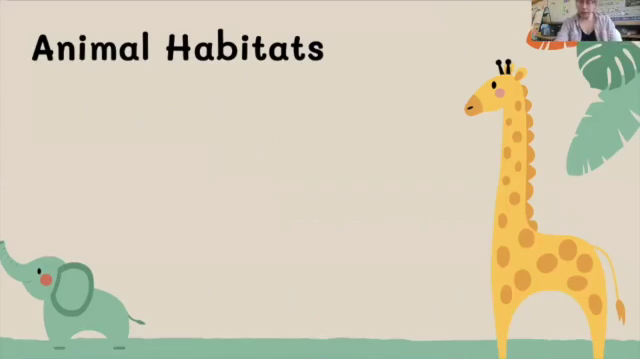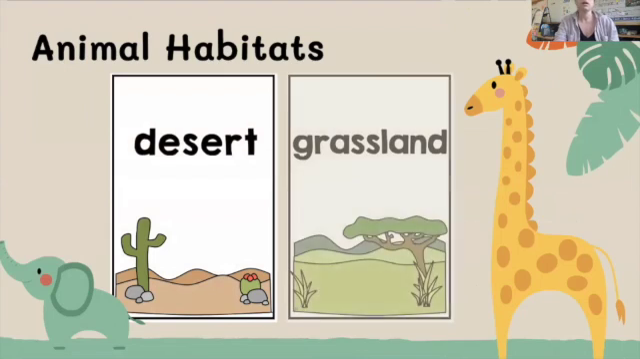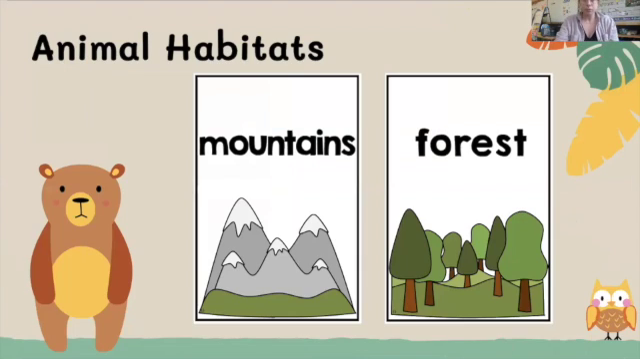What I want to do now is I want to kind of expose you to some different animal habitats that might make sense. You might have heard them before, or they might be totally new places for you. Some animals live in the desert. Some animals live in grasslands. Some animals live in mountains or in the forest. And animals that live in the mountain or in forests can kind of live interchangeably in these two places. Sometimes the forests are on mountains.